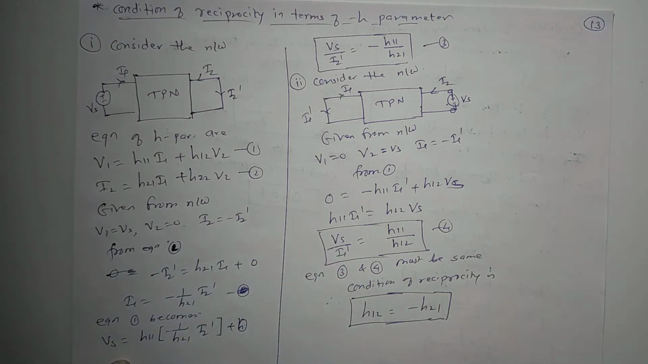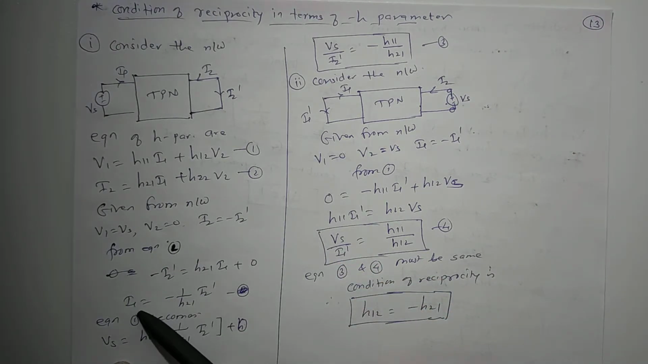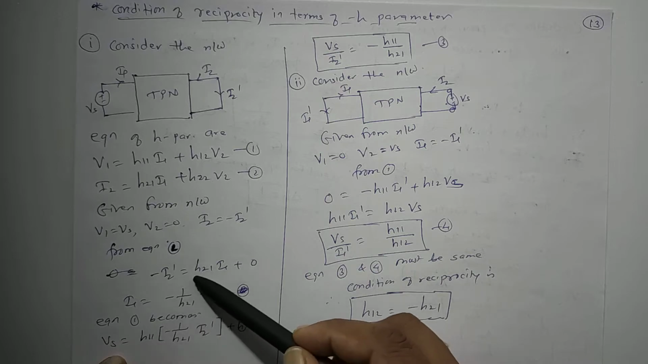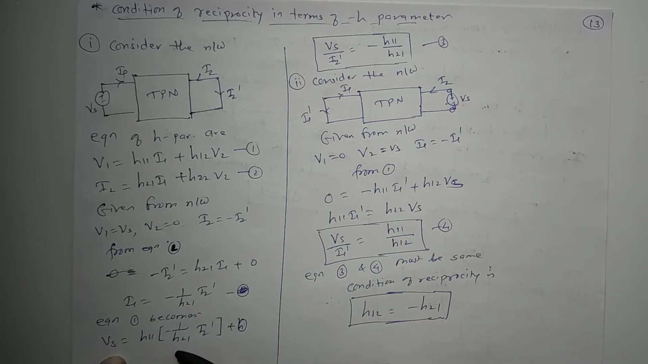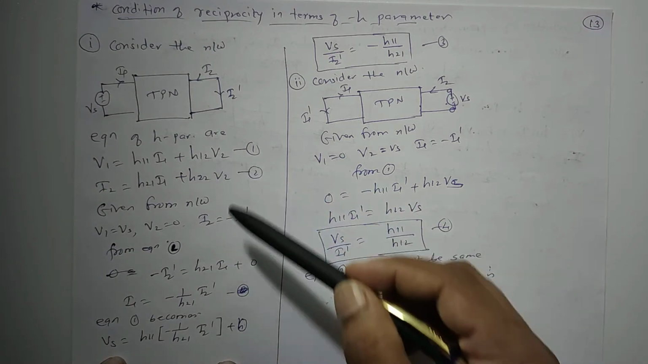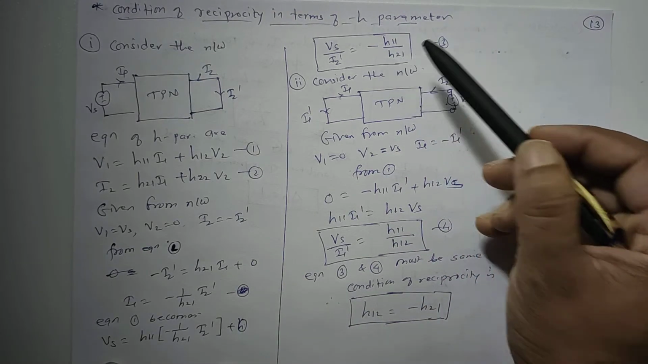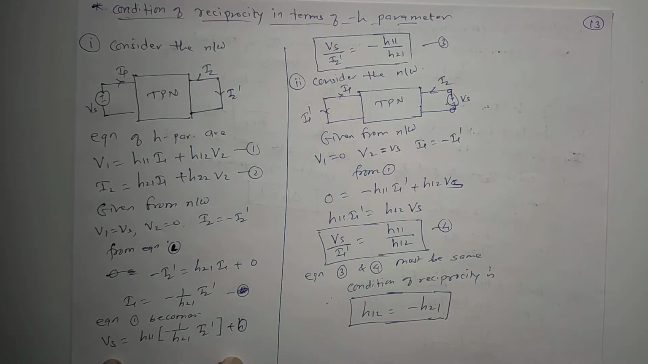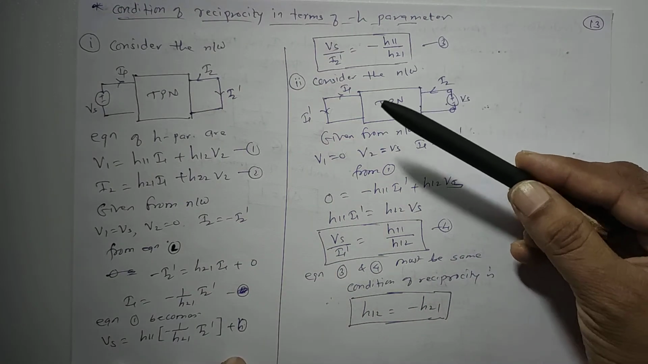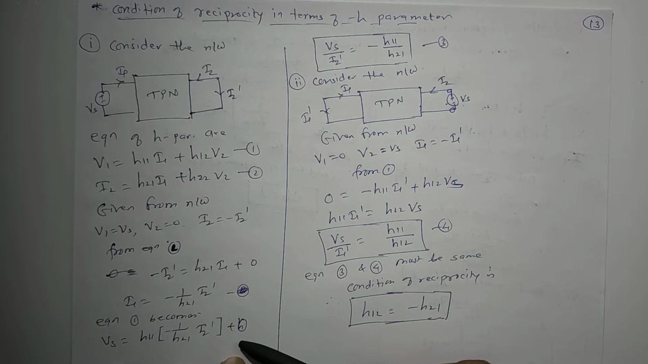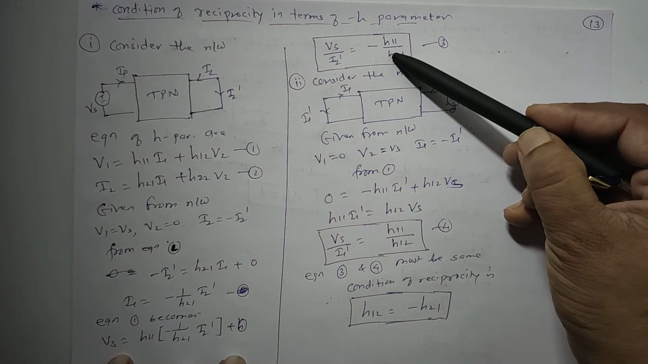Then equation 1 becomes... so from equation 2 we'll find out the value of I1 in terms of I2 dash, and that we'll put here in equation 1. So equation 1 becomes V1, which is nothing but Vs, equals H11 times I1, which we replace by this term, minus 1 upon H21 I2 dash, plus V2, which is 0. From this, the ratio Vs upon I2 dash is minus H11 upon H21. So first, from equation 2 we find I1, then in equation 1 we replace I1 by this expression, and then we obtain the Vs upon I2 dash ratio, which is equal to this one.